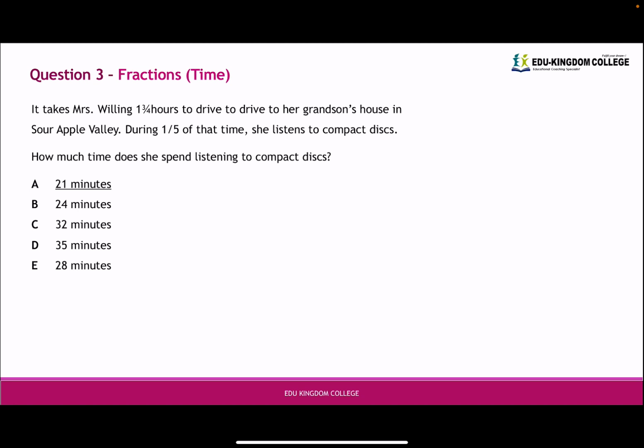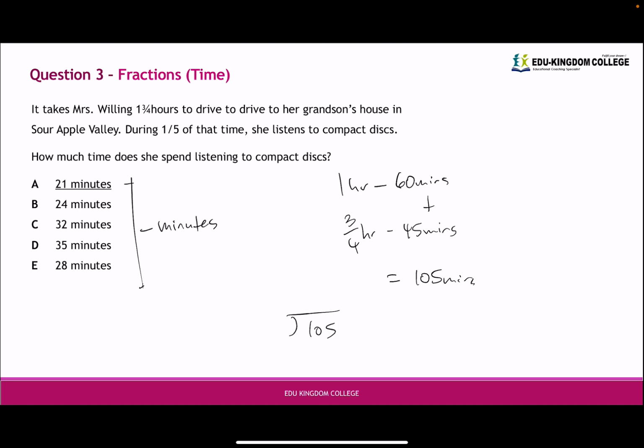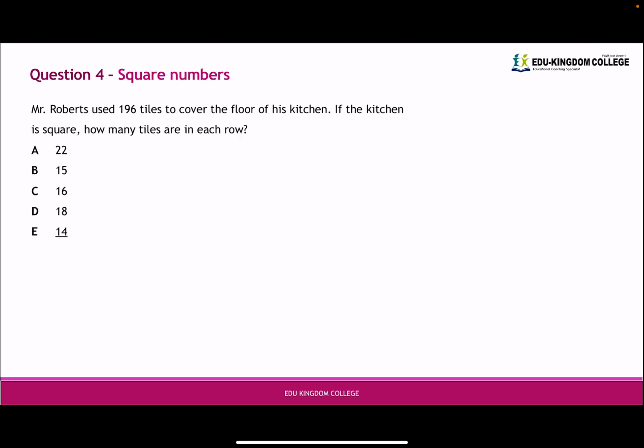Okay, so just to make things easier, because our answers are in minutes, we're going to translate our hours to minutes. So 1 hour is 60 minutes, and 3/4 of an hour is 45 minutes. When we add that together, we should get 105 minutes. 1/5 of that, so we're going to divide it by 5. 5 goes into 10 twice, goes into 5 once, so that's 25 minutes. Sorry, don't mind my messy writing, just follow the numbers.